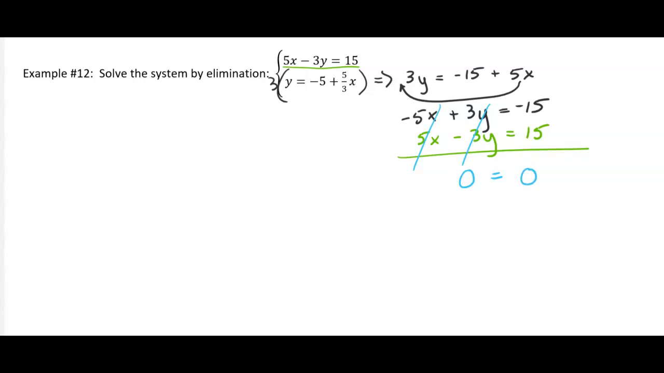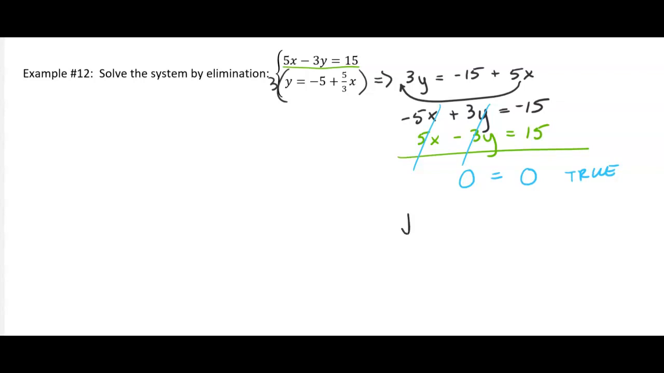So this is one of those cases where we're not going to get one solution. We've lost our x and our y. We have no variables. We just have 0 equals 0. Well, the good news is, I guess, it's true. 0 does equal 0. And so it turns out that this is one of those cases where those lines were actually the same line. They were coincident lines, and so there's an infinite number of solutions.